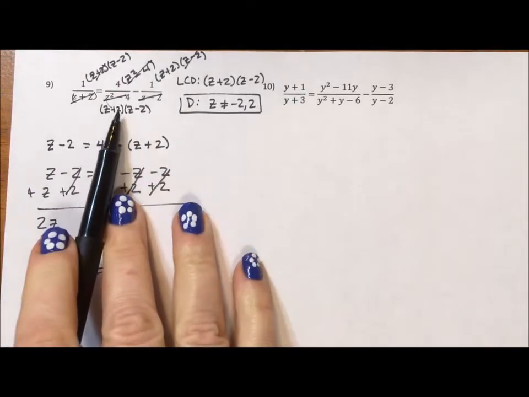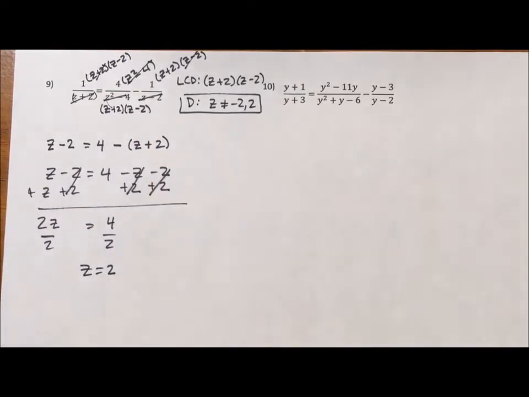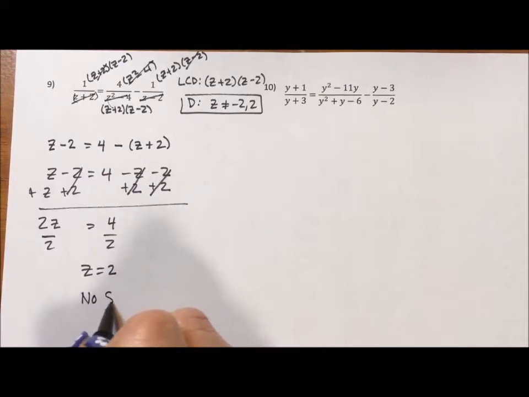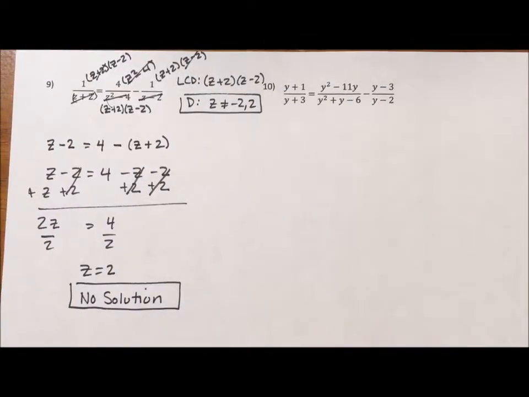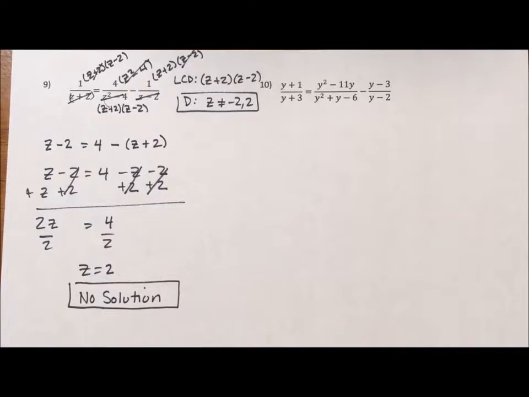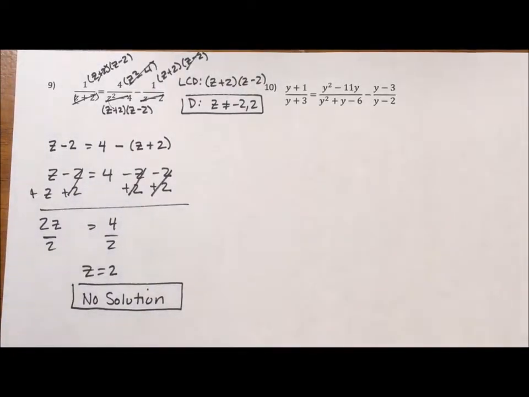Well, if I put a 2 in, I get zeros in the denominator. Zeros in the denominator are not allowed. 2 is my only possible solution, which means my final answer is no solution. Nothing will work. The only answer is a restricted answer, one we do not allow.